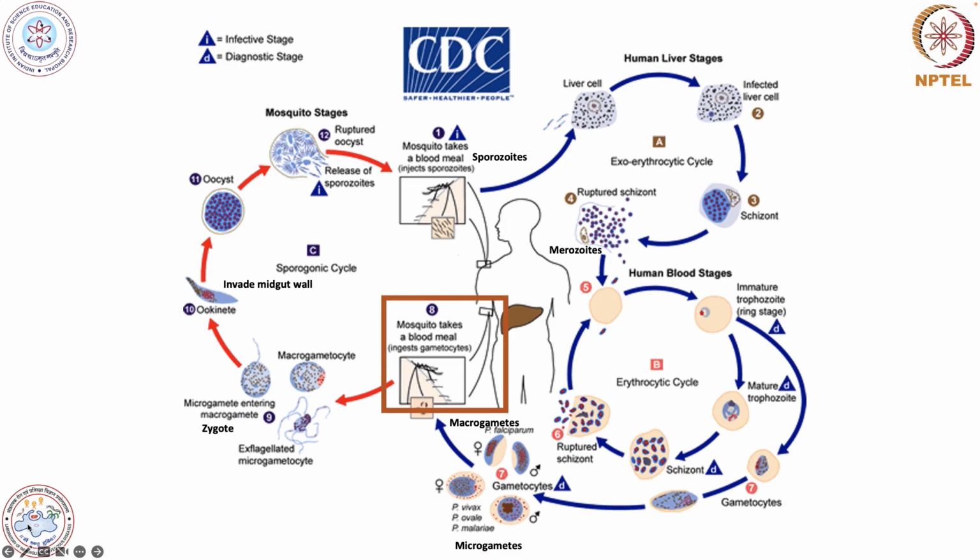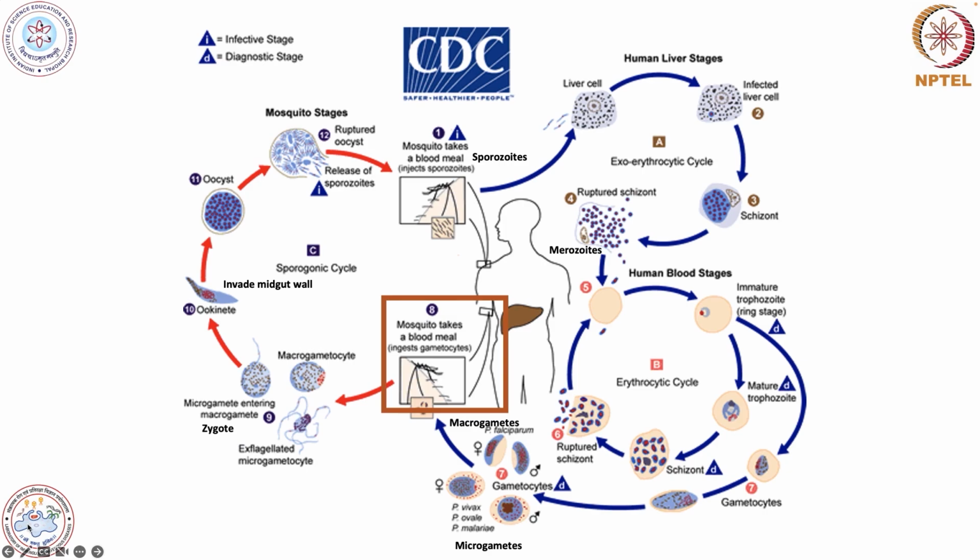So, they take the blood meal, so these gametes will also be transported, okay. The parasite multiplication in the mosquito is known as a sporogonic cycle. Here you can see there is a sporogonic cycle in the mosquito stomach. So, all these things will happen in the mosquito stomach.